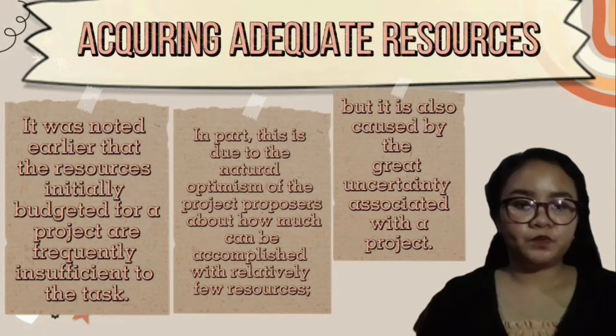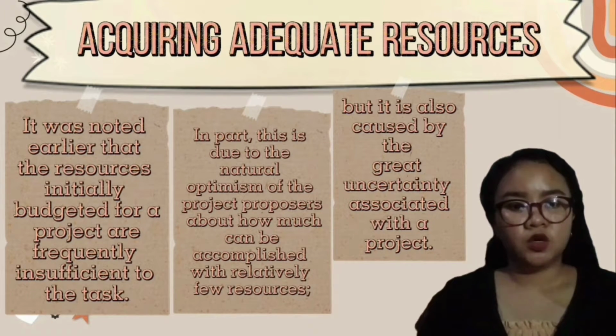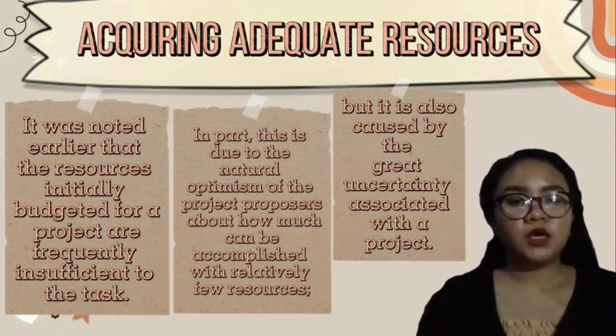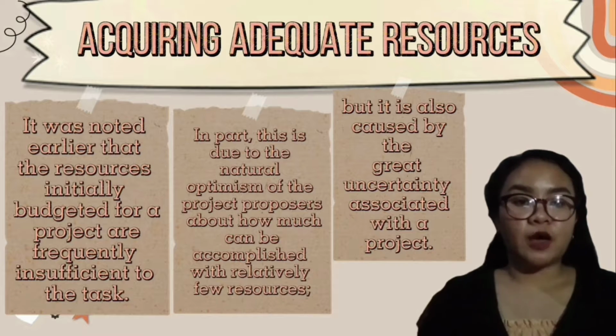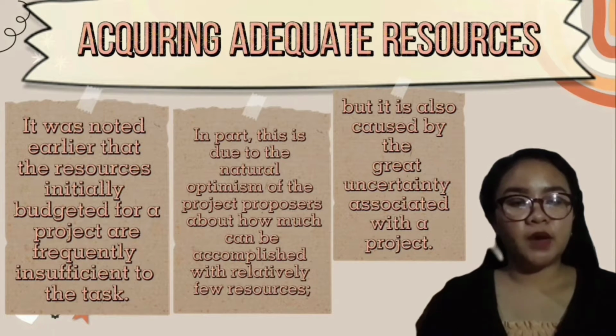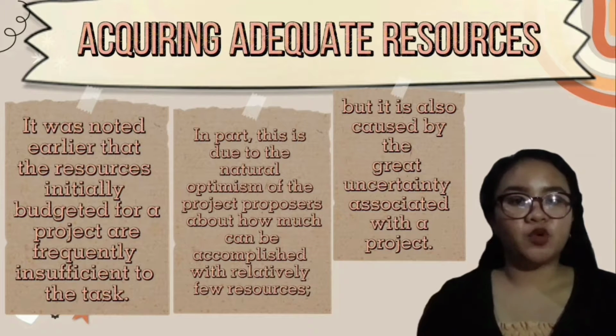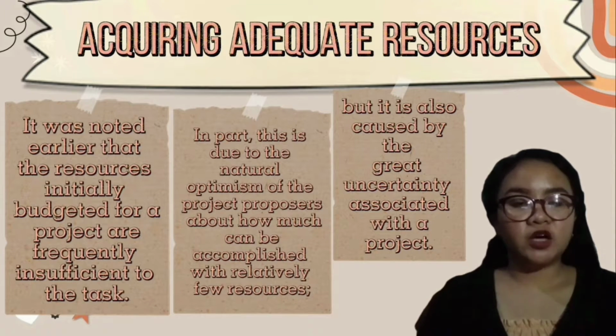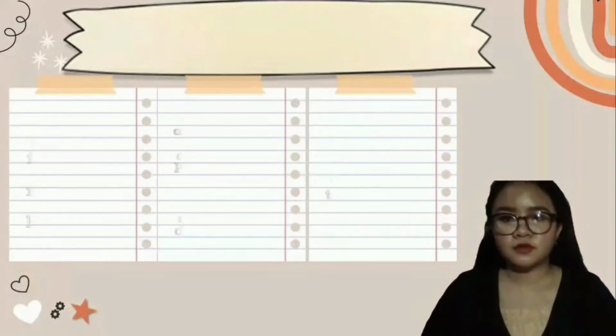Another is that acquiring adequate resources may be connected with being politically connected to the top management. For example, a functional department manager and a project manager. The functional department manager may get enough resources for their project because he or she is connected with the top management.